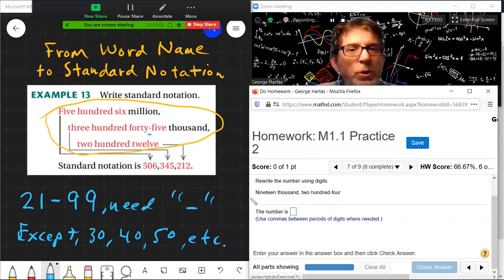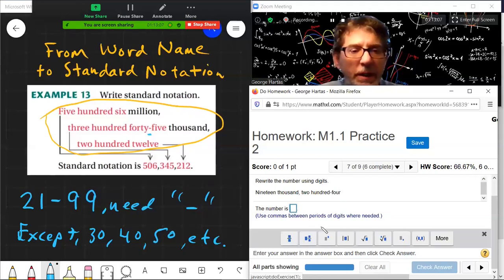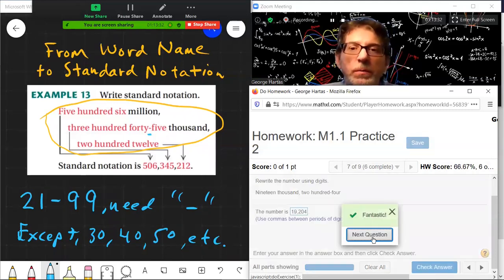So the first thing I'm going to do is, when I read this, I'm going to see 19,000. I'm going to write in 19,000. Then I'm going to put the comma there. Then I'm going to read this 204. So just imagine 204. What does that look like? 204. We need 3 digits in each period, except the leftmost period, which could have 1, 2, or 3 digits. So let's see if that works.